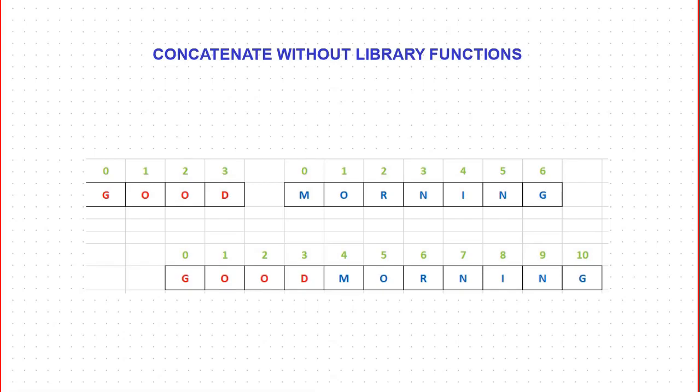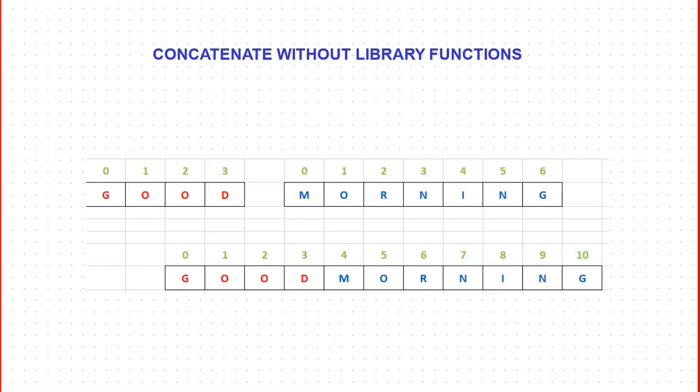Hello and welcome back. So in today's video we will be doing a program to concatenate two strings without using any library functions. Concatenate means combining two strings to form a single string. So we have inbuilt functions in the string.h header file which can actually do the same thing. But here we are trying to concatenate the strings without using any library functions.